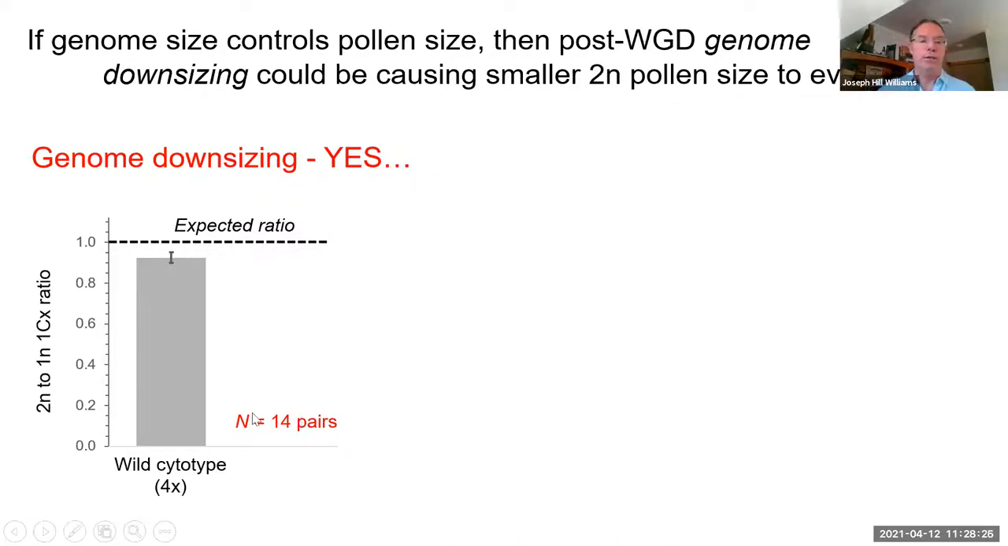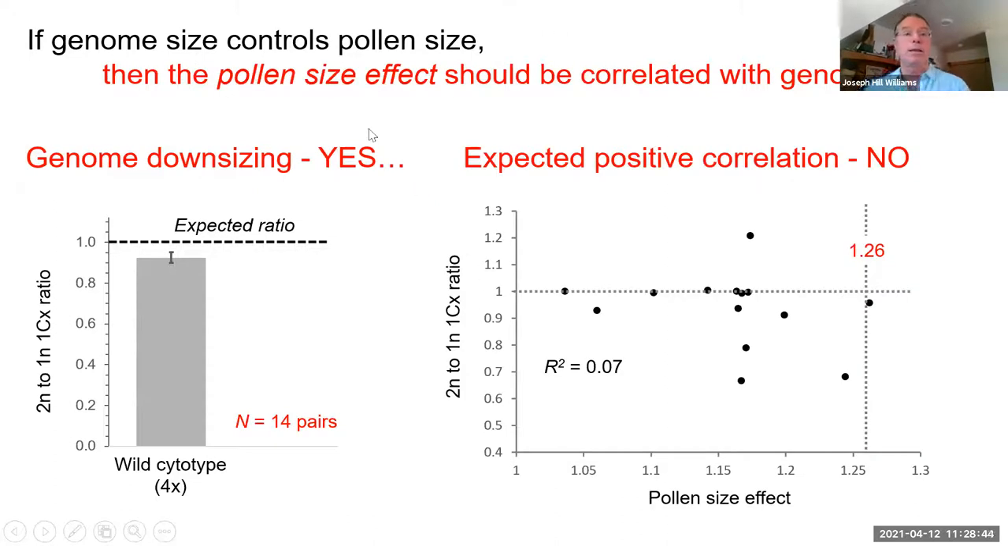In fact, I could only find cytotype information for 14 pairs, and they're not exactly the plants that the pollen size was measured in. So with a grain of salt, you can see that there is evidence for genome downsizing in those species. But if pollen size is correlated with genome size, then as smaller pollen sizes are evolving below that 1.26 level, the 1Cx genome size should also proportionally get smaller. So you should see a positive correlation here, and we don't see anything like a positive correlation. So that's interesting, but no evidence for genome size effect, at least among 14 pairs.